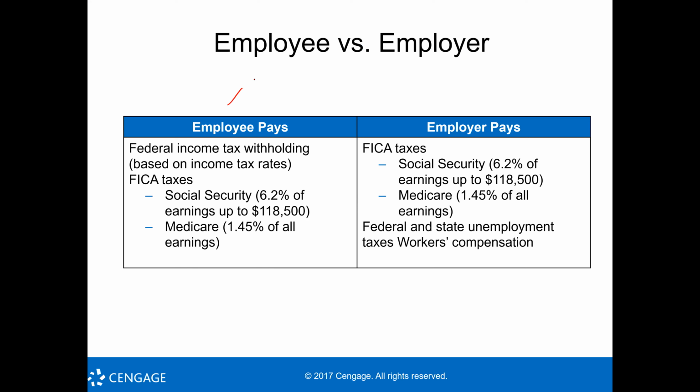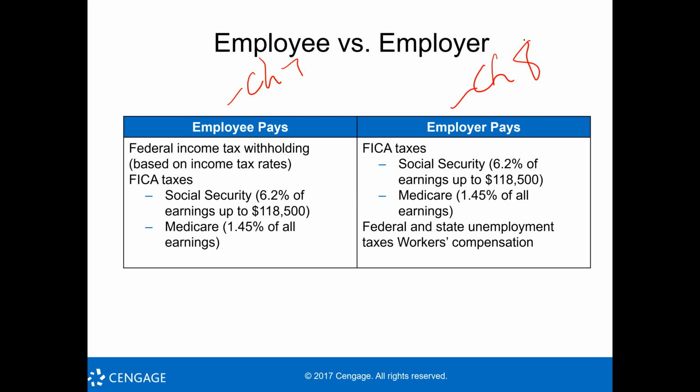So employee, again, this is chapter 7. Employer, this is chapter 8. But both about payroll and the different transactions that go along with payroll. So the employee pays federal income tax withholding, and then FICA taxes. So that's the Social Security and the Medicare.